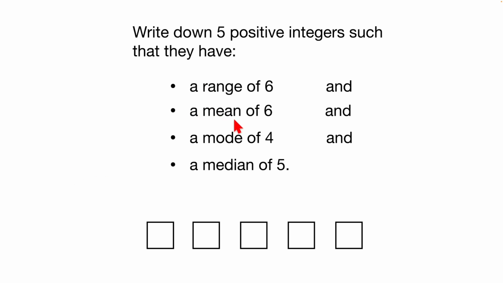Range of 6, mean of 6, mode of 4, a median of 5. Right, well, median goes straight in. A mode of 4, so there's going to be 2 4s, and that's going to fill in here. The range is 6, so we've got that between the distance. This less this is 6. Oh, this is going to be 10.